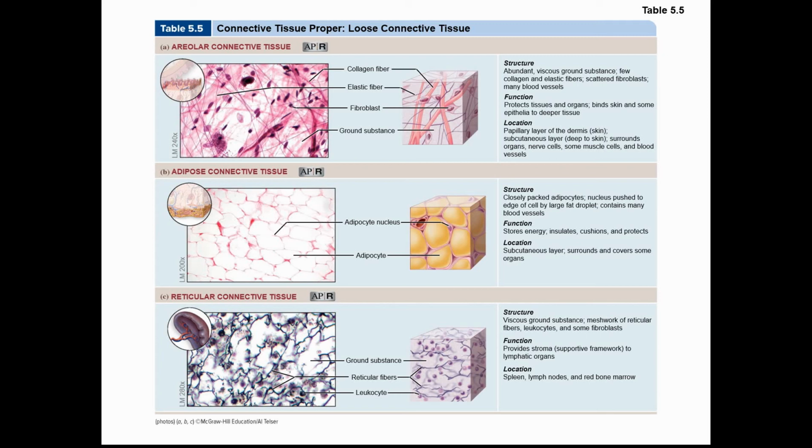And we find things like areolar connective tissue in any areas of the body that need just a little bit of separation from each other. For example, we'll have thin membranes of areolar connective tissue on the papillary layer of the skin. We find it in the subcutaneous layer of our fat and surrounding organs and nerves and muscle cells.